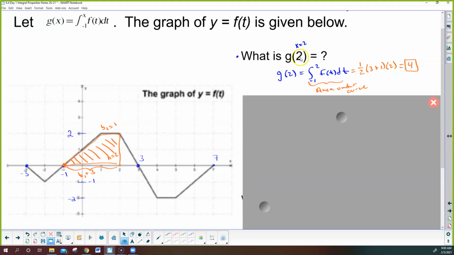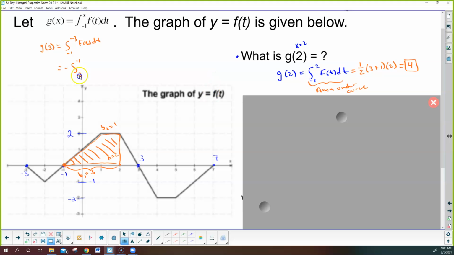So if I'm asked to evaluate regular g, g is just area under the curve. So if I asked you to do g of negative 3, you would put a negative 3 up here. By the way, don't write this because we're not going to evaluate it all the way. But notice, if I asked you to do negative 3, I don't like those bounds because I'm evaluating the opposite direction. So the very first thing I'm going to do is I'm going to flip the signs.